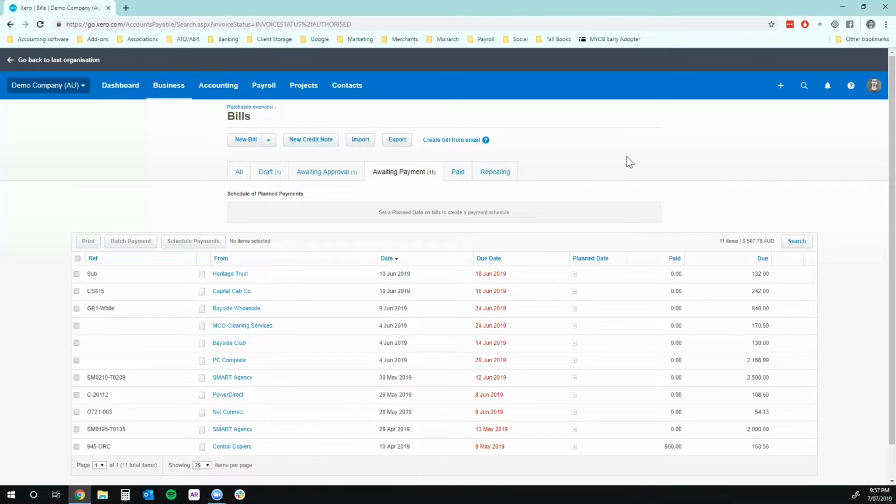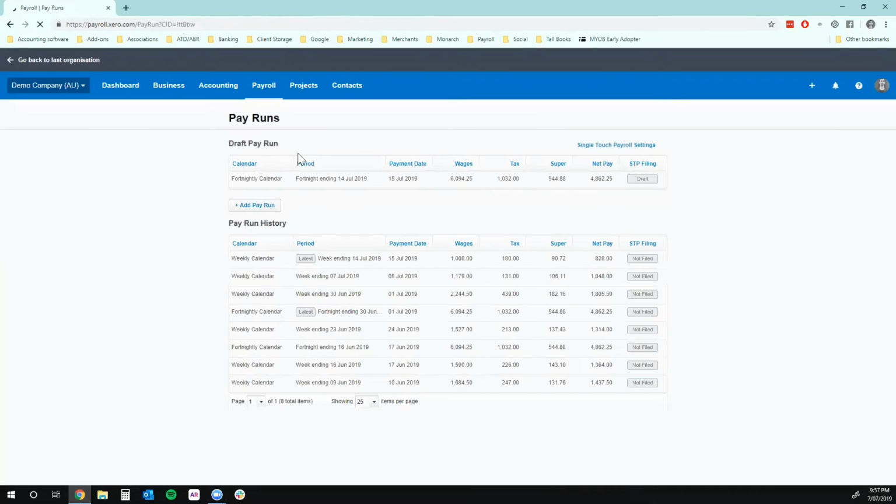Now we want to check that all pays have been processed. If you're employing staff, you don't want to report on the wages and PAYG unless all pay runs have been processed for the BAS quarter. So to do that, we click on Payroll, Pay Employees, and I'm going to check that all pay runs up to the 31st of March have been run. And looking at this, I can see they have, as payroll only started in June, so I don't have any payroll to worry about in the period I'm looking at.